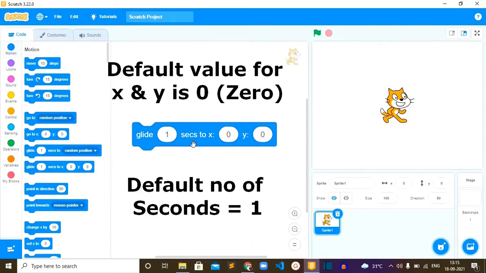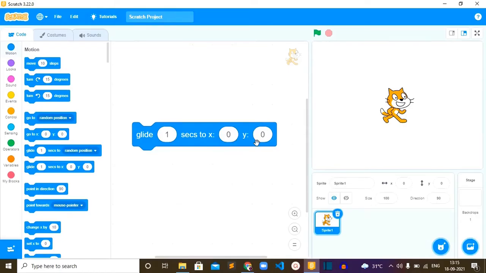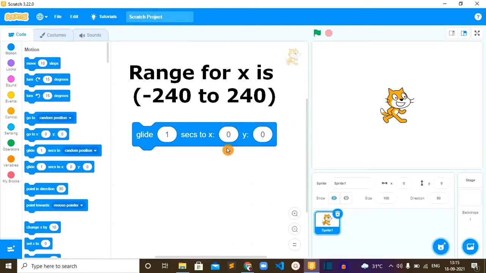In this glide block, the default value for x and y is 0 and the default number of seconds is 1. We can replace this 0 with any other value for x and y, but there is a range for x and y. The range for x is minus 242 to plus 240 and the range for y is minus 182 to plus 180.